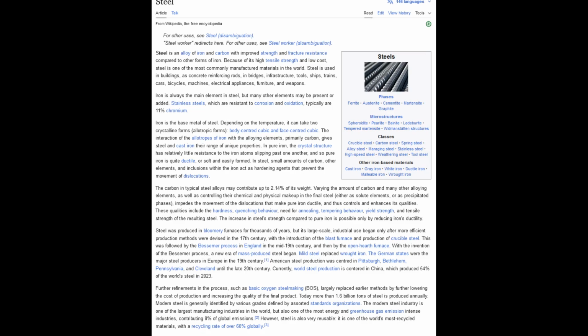The modern steel industry is one of the largest manufacturing industries in the world, but also one of the most energy and greenhouse gas emission-intense industries, contributing 8% of global emissions. However, steel is also very reusable. It is one of the world's most recycled materials, with a recycling rate of over 60% globally.